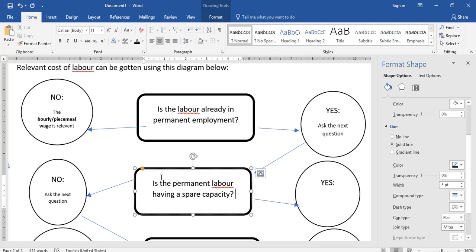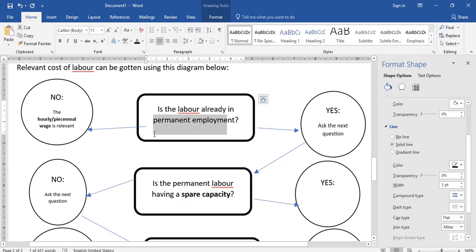If you have a spare capacity, that means you can use that spare capacity to do the job and you will not be paid because you are already in permanent employment. So when you see anything that has spare capacity, it relates to permanent employment. It relates to permanent employment.